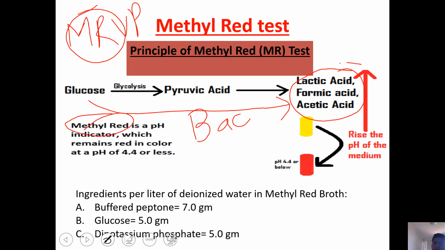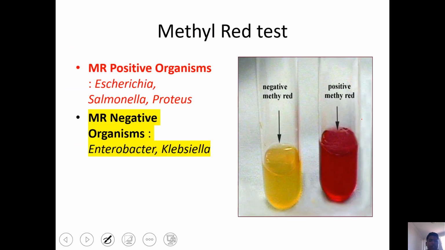If there is formation of acid, the methyl red indicator will change from its yellow color to red color. If there is a low pH, then in the acidic conditions the methyl red will change its color from yellow to red. The MR positive bacteria are Escherichia coli, Salmonella, and Proteus species.